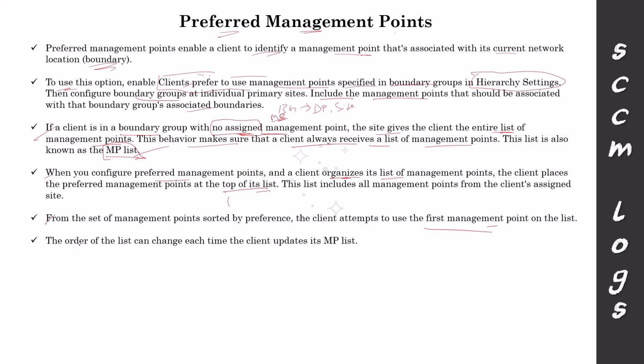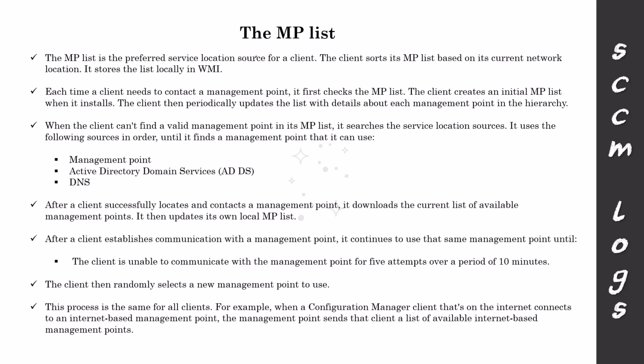Okay, and the list keeps on changing. The order of the list can change each time the client updates its MP list. Okay, fine. So next, you can see the MP list. The MP list is the preferred service location source for the client. So this is the main point we need to consider.